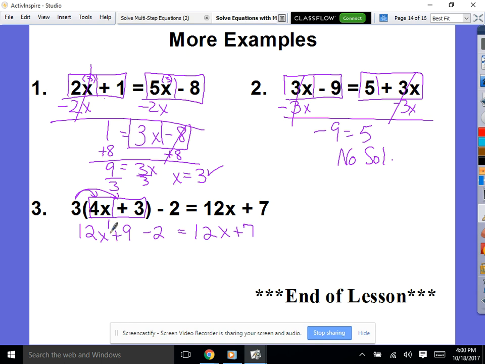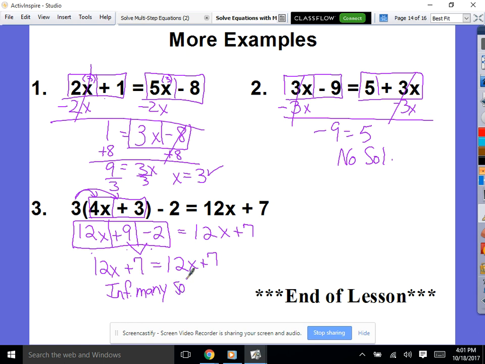Now we have to combine like terms because we have 3 terms on this side, so that tells me something's alike. We have a variable, constant, constant. So if we put our constants together, 9 minus 2 is positive 7. And at this point in time, you should realize that both of the sides of the equation are the same. So that means we will end up with infinitely many solutions.